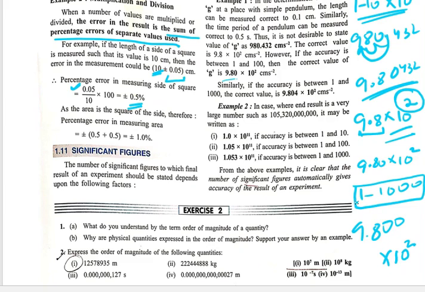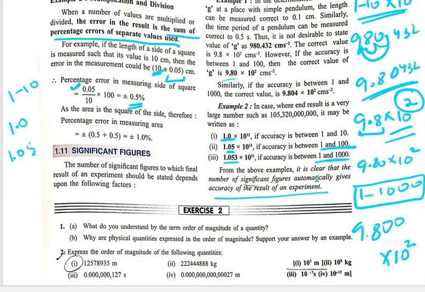Okay, so you can understand it with this example, that is 1.0. So 1.0, this is the number between 1 and 10. Similarly 1.05, it is the accuracy between 1 and 100. Similarly, if 1.053, after the decimal if it is three numbers, then it will be a number between 1 and 1000. You can see if the number of digits after the decimal is 2, that is 0 and 5, there are 2 digits after the decimal, so the accuracy will be between 1 and 100. So from the above example, it is clear that the number of significant figures automatically gives the accuracy of the result in the experiment. Okay.